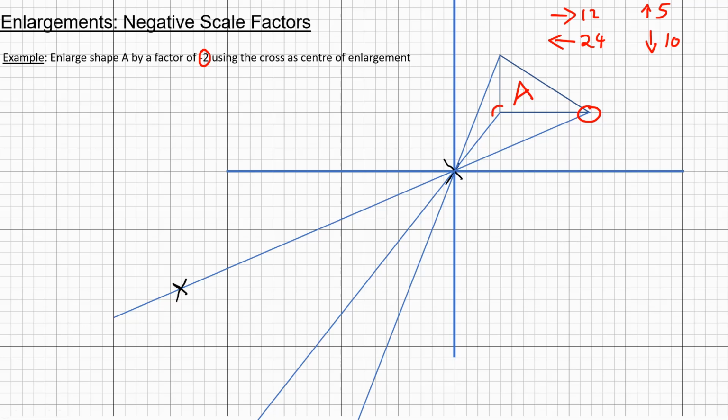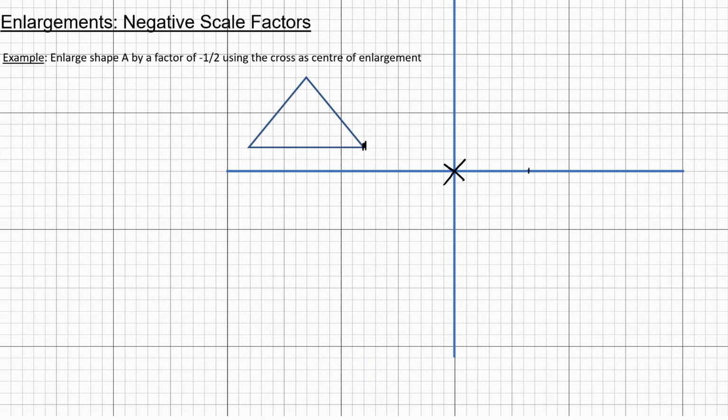To then get to this point here, I have to go 1, 2, 3, 4, 5, 6, 7, 8 to the left. So we need to go 16 to the right. And then finally, to get from here to here, I go up by 1, 2, 3, 4, 5. So I need to go down by 10. I now join up my 3 points and I've enlarged my shape.